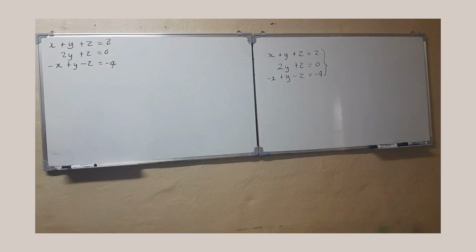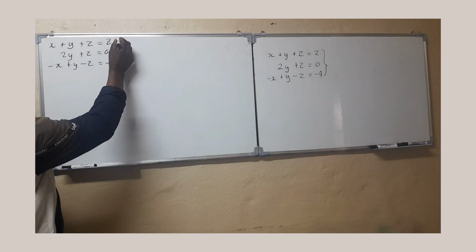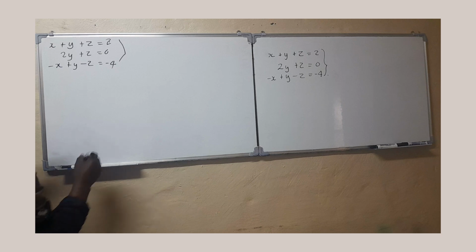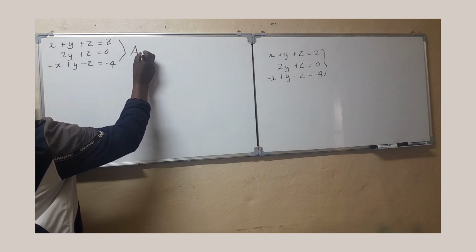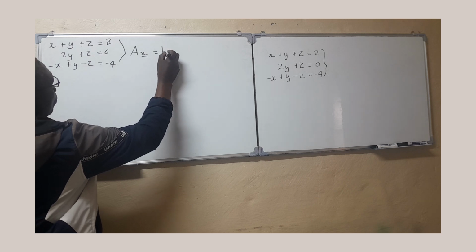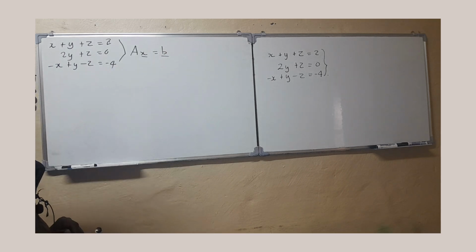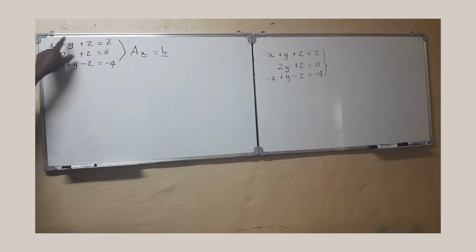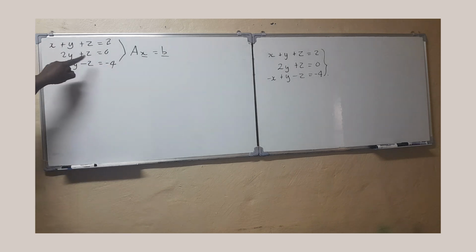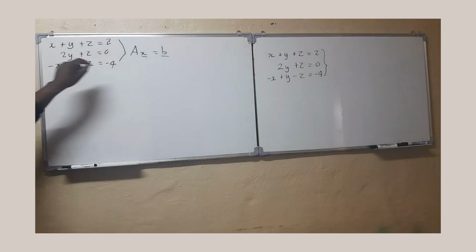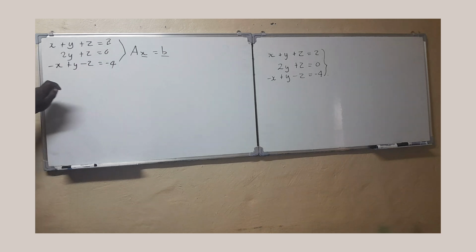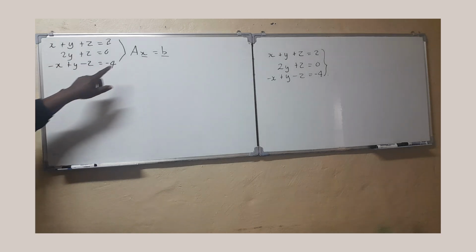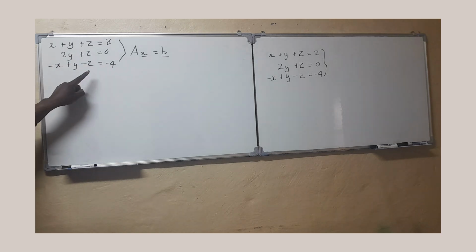Okay, so the first thing that we want to do with a system like this is to change it into a matrix equation. So we want to write it in the form Ax is equal to B, where x and b are vectors and A is a matrix consisting of the coefficients of x, y, z in all these equations. For instance, in row 1 of A, the elements are 1, 1, 1. In row 2, there's no x here, so it's 0, 2, 1. And in row 3, it will be minus 1, 1, minus 1.